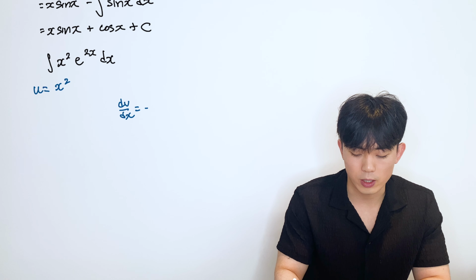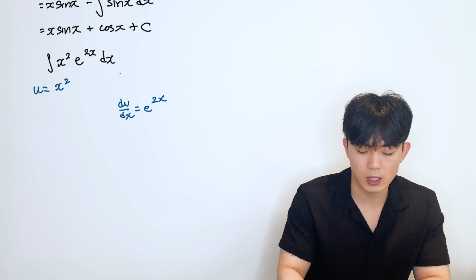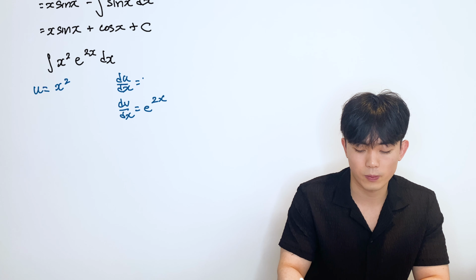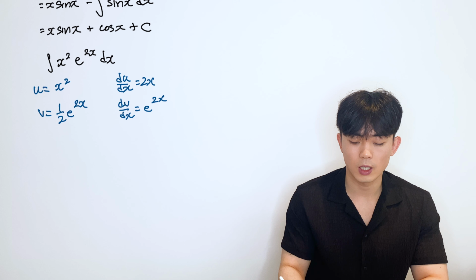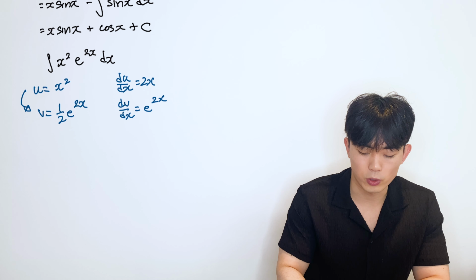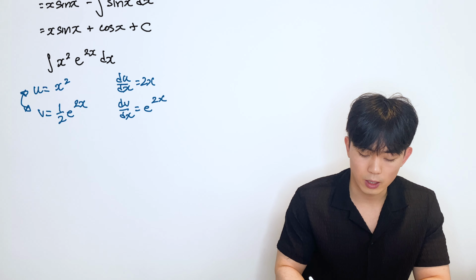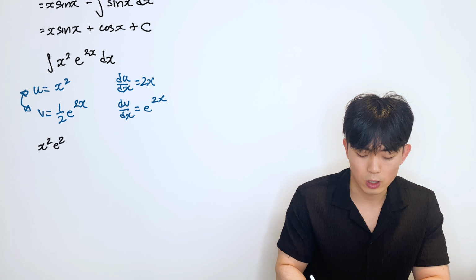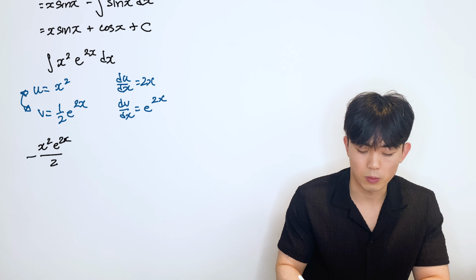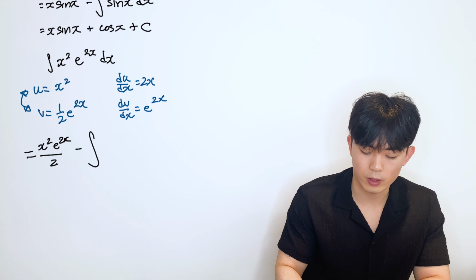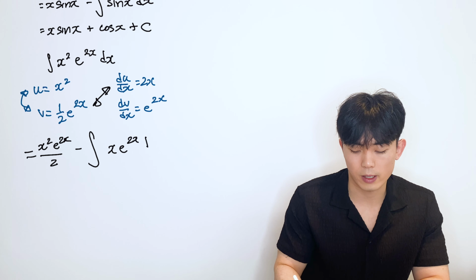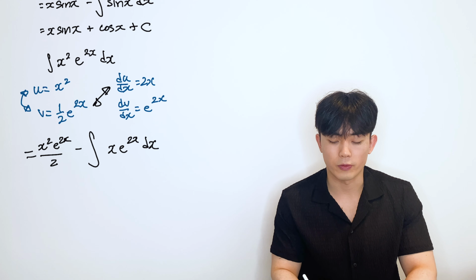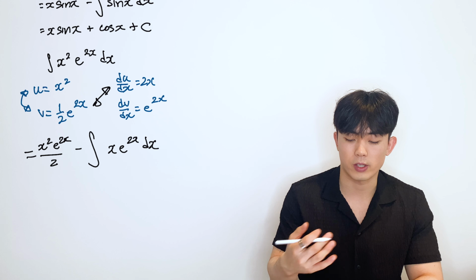dv by dx is therefore e to 2x, and then we just differentiate u to get du by dx, which is 2x, and v is equal to, integrating it will give us half e to the 2x. Looking at the formula, remember the first thing was u times v, so it's going to be x squared times e to 2x over 2 minus the integral of these two here, right? So it's going to give us x e to 2x dx. As you notice, there's still two functions, so this means we have to do integration by parts again.